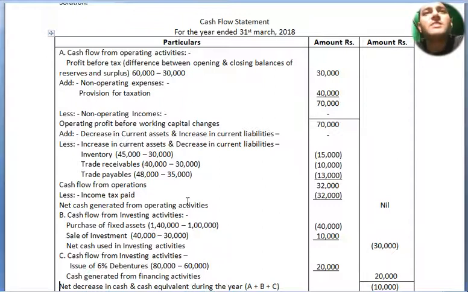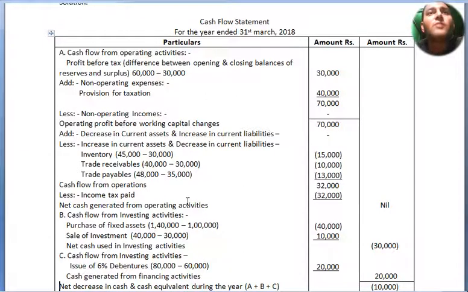B, cash flow from investing activities. Purchase of fixed assets 1,40,000 minus 1 lakh equals 40,000, that is outflow of cash. Negative balance. Sale of investment 40,000 minus 30,000. 30,000 investment we have sold, 40,000 we have increased. That means we gain 10,000 cash inflow. So in outer column, net cash used in investing activities 30,000, total outflow. C, cash flow from investing activities we have done.